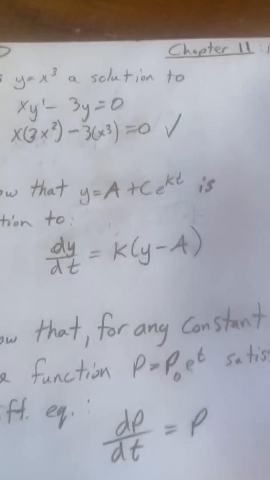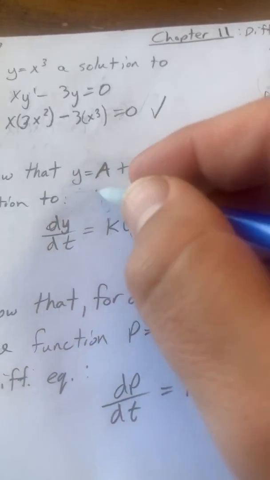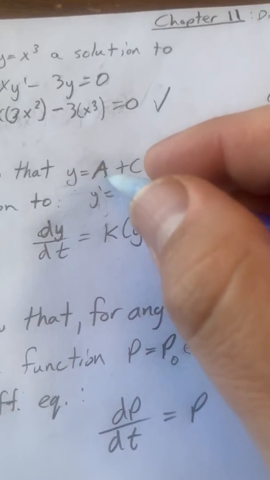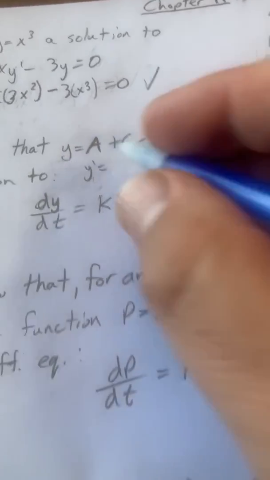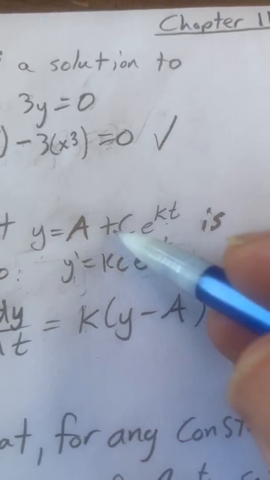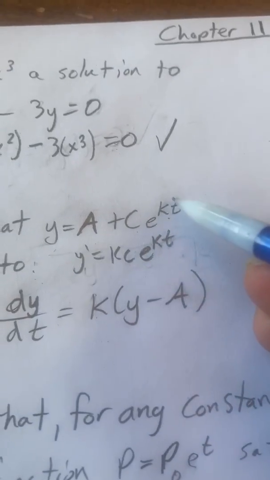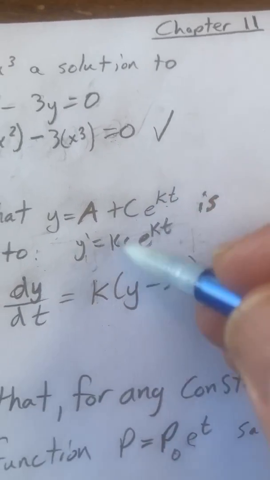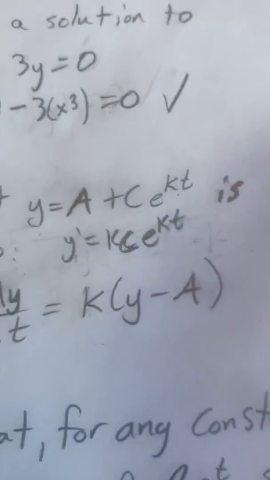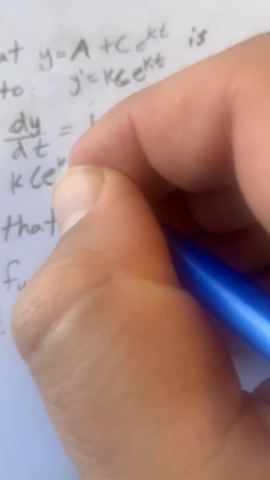Number two says, show that this right here is a solution to this equation. The first thing I'm going to do is take the derivative. That's a number, so it goes away. The derivative of this would be k times c e to the kt. If you think of this as like 5e to the 2t, I get 5e to the 2t, and then I multiply by the derivative of the power, which in this case is k, so I get kc e to the kt. So I'm going to replace this with kc e to the kt.